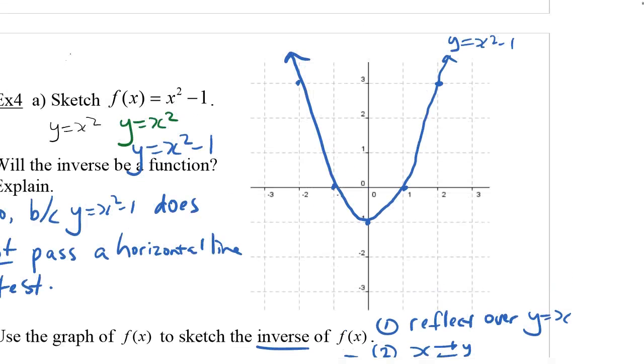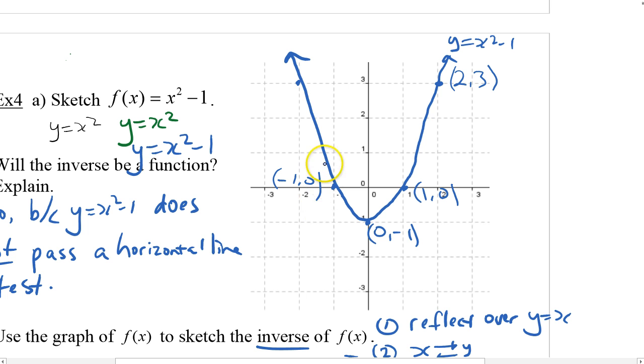So just to prepare for it, I'll think about what my spots are. This is 2, 3. This one here is 1, 0. This one is 0, negative 1. This one is negative 1, 0. This one is negative 2, 3. Okay, I'll use green here for my inverse function. So starting over here, instead of 2, 3, I'll be getting 3, 2. So that spot's going to go over here.